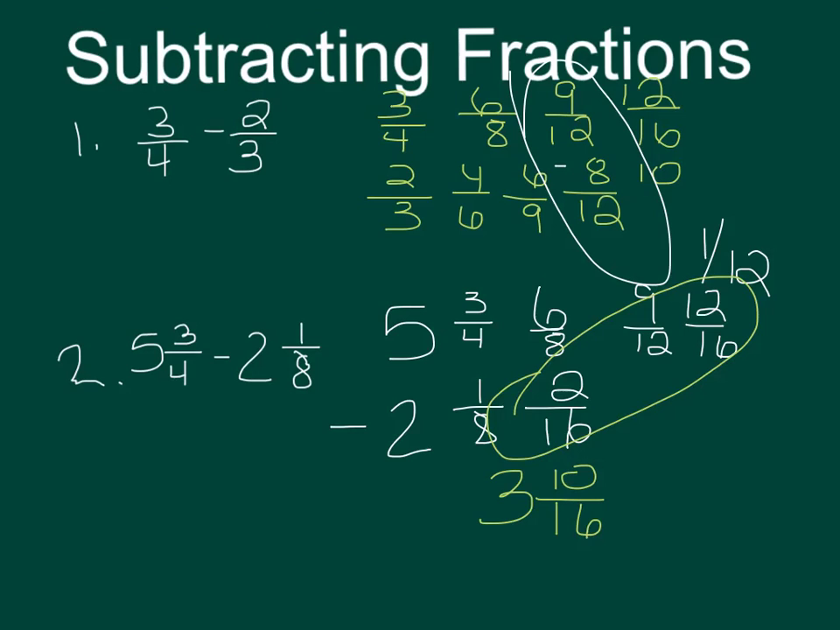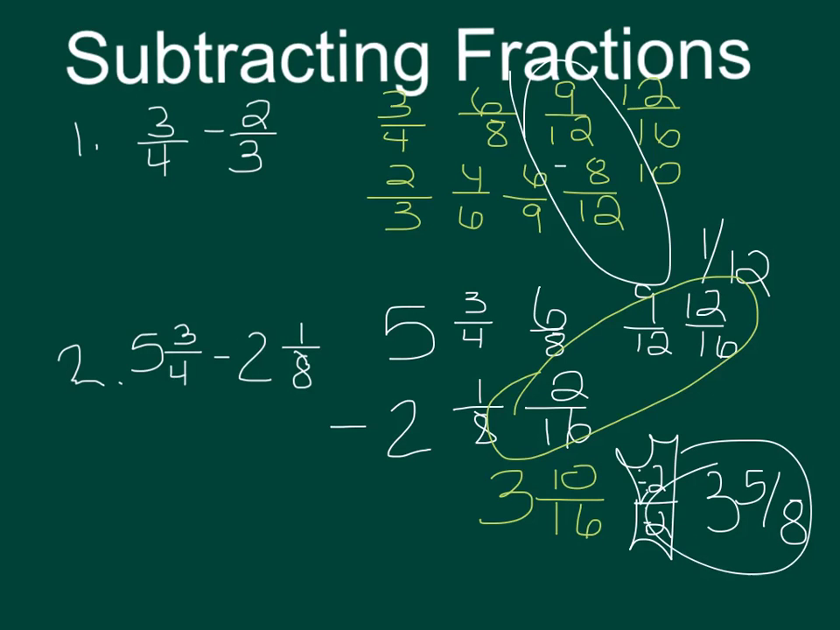This fraction can actually be reduced. So I'm going to use my giant 1. I can see that 10 and 16 can both be divided by 2. So that would give me 3 and 5/8. Make sure you have this example with the whole numbers included in your notes.